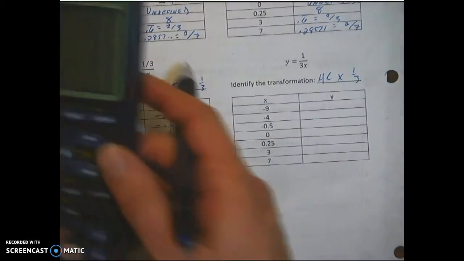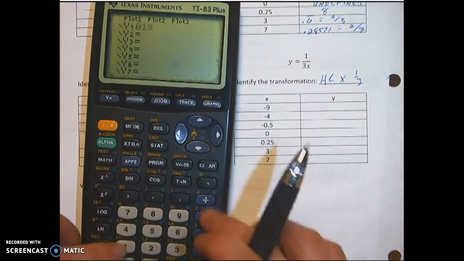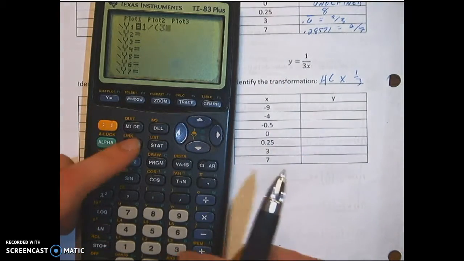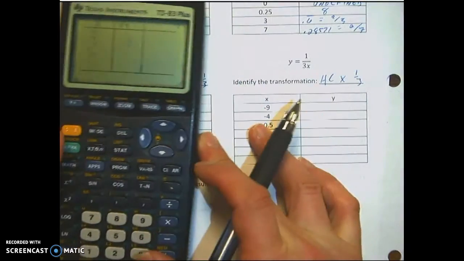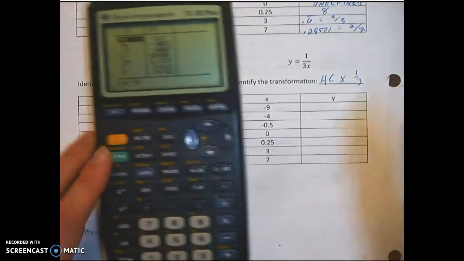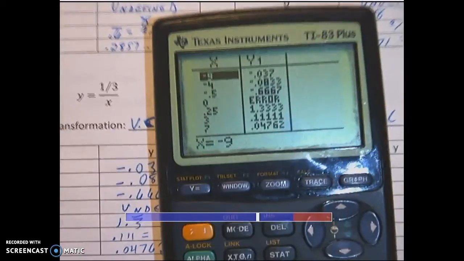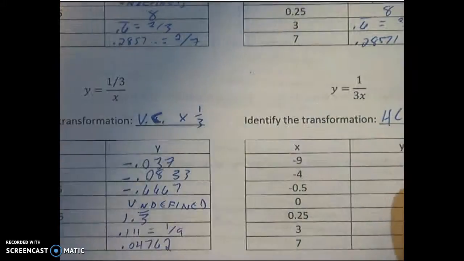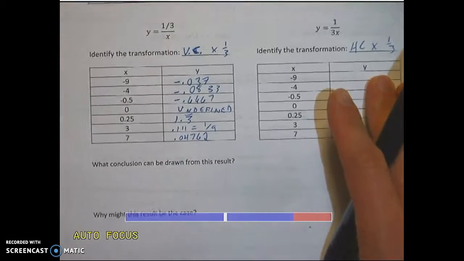And so if I type that in the calculator, 1 divided by 3x, better put that in parentheses, 3x, like that, generate the table of values, and look at that. It's exactly the same. I'm not even going to write it down this time. So what's the conclusion that we can draw from this?